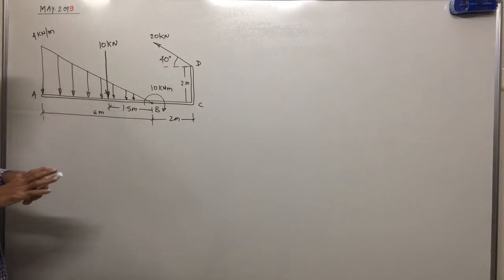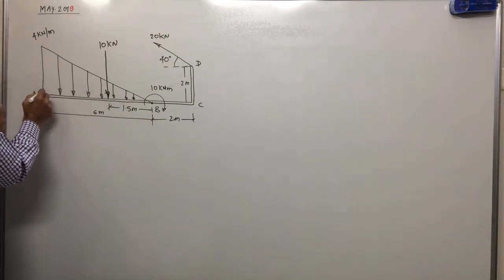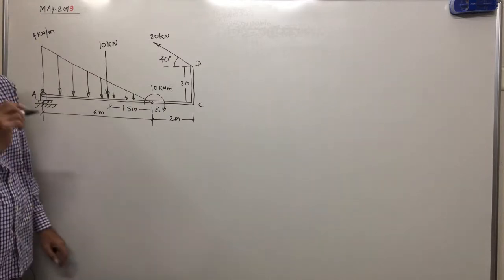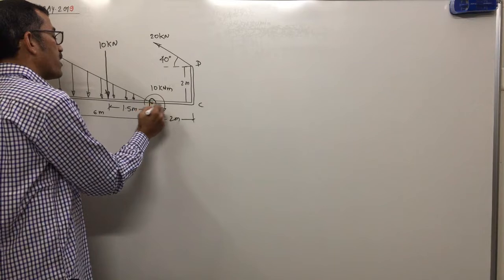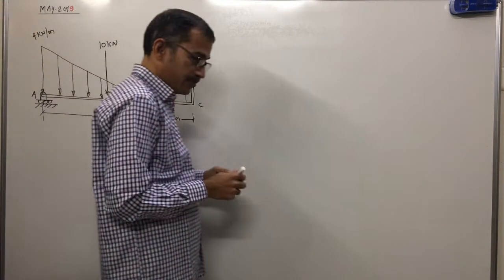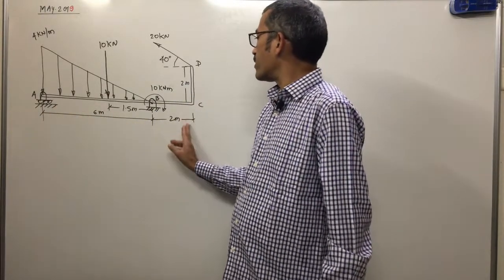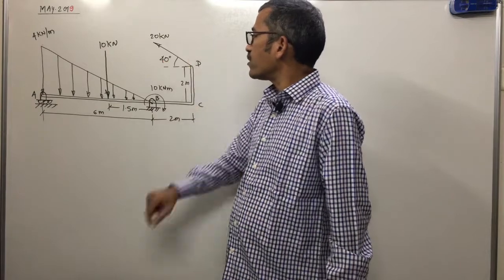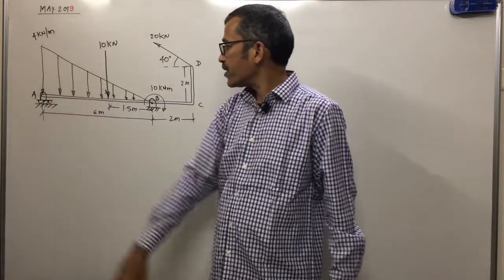Now what support is given at A? Something like this. This is which support? Roller. And at B one more support is given, something like this. This is which support? Hinge support. This is the given problem: 6 meter, 2 meter, 2 meter. One inclined load, one point load, one couple, one UVL.